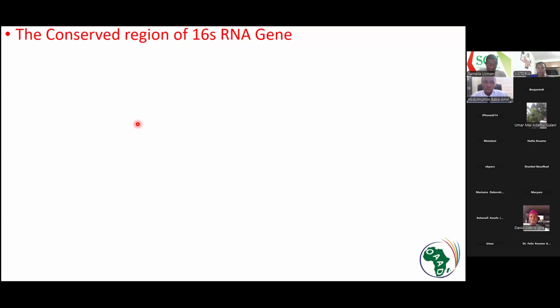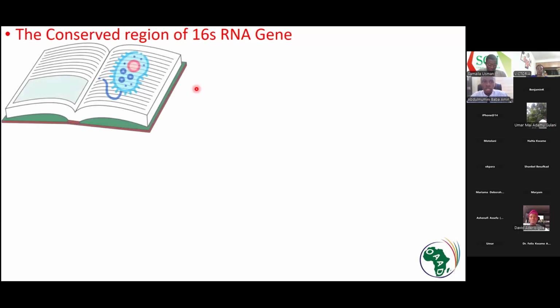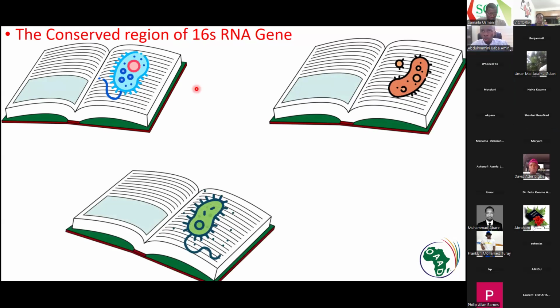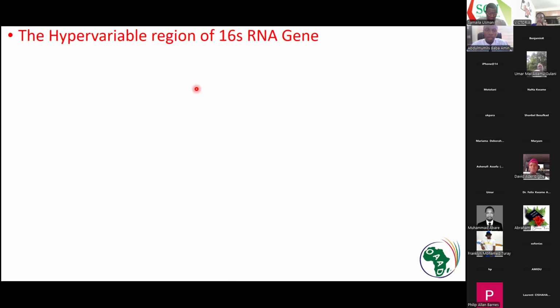Then I want to tell us a little bit about what the conserved region of the 16S RNA gene means. We should look at the conserved region as a particular paragraph in all books you check, and that particular paragraph is the same across all books you check. So this is just an illustration to show us how the 16S RNA is used to identify bacteria. It's just a particular paragraph, just like a particular paragraph in a book that is the same across every book you come across. That's how the 16S RNA is being used to identify bacteria.